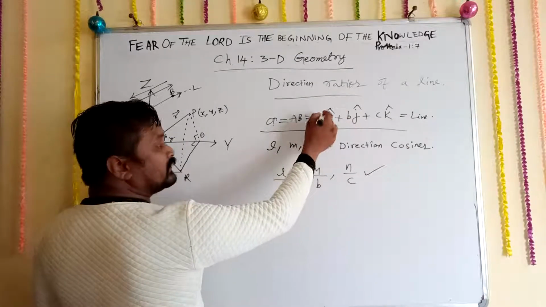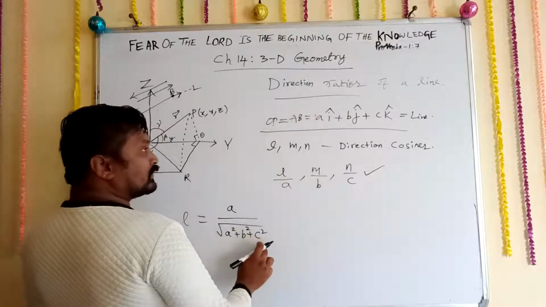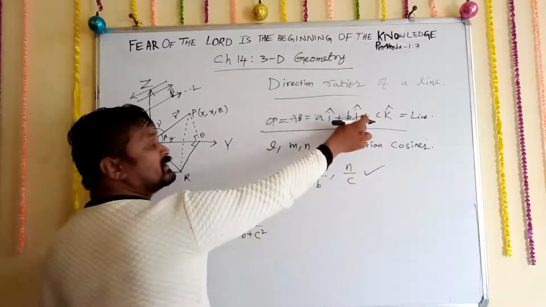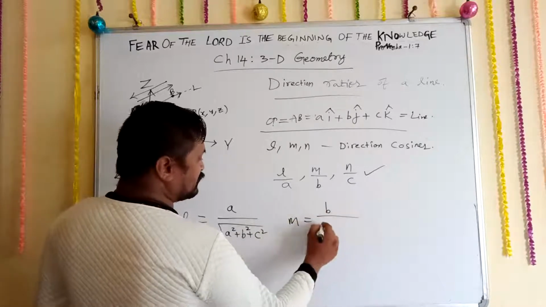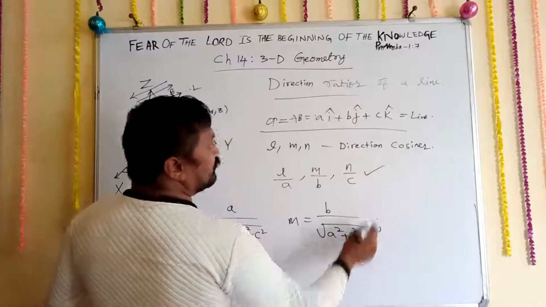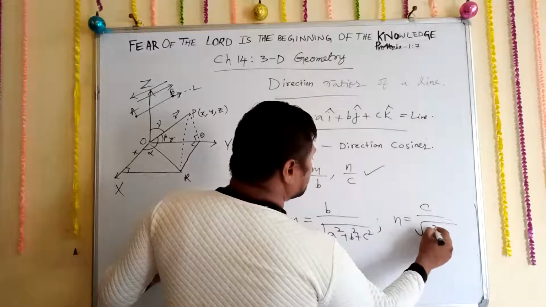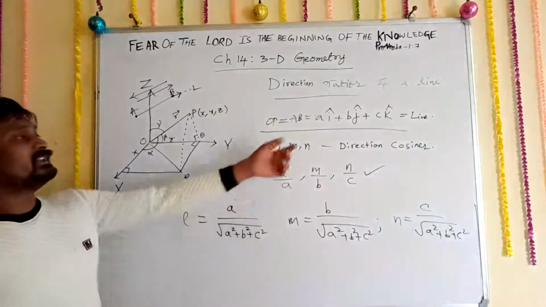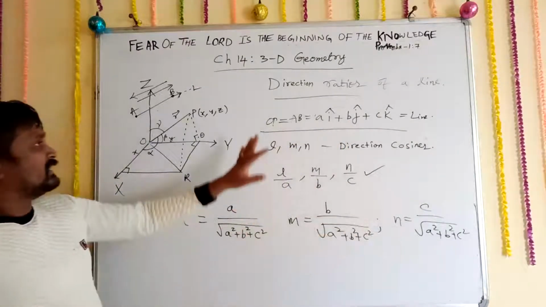So if you want to take the unit vector of this, we'll write A upon square root of A square plus B square plus C square. If you want it only for this J, that is nothing but M is equal to B upon square root of A square plus B square plus C square. If you go for this C, then N is equal to C upon square root of A square plus B square plus C square. Sometimes they will give only this vector and you have to find what is L, what is M, what is N. Okay, that is about this.